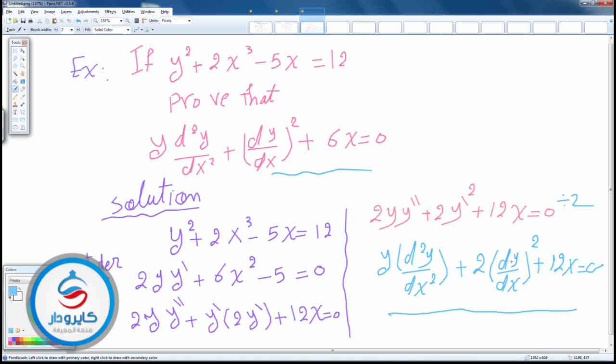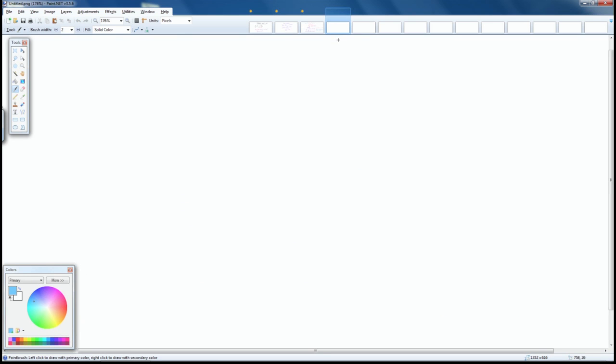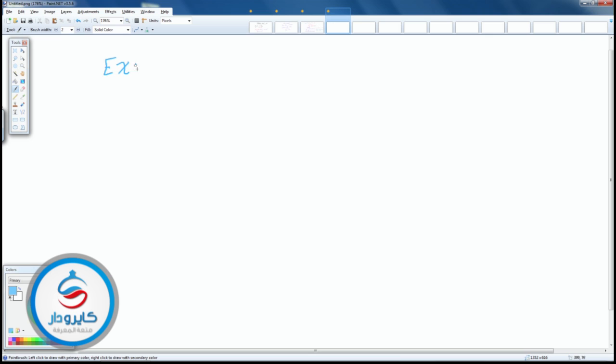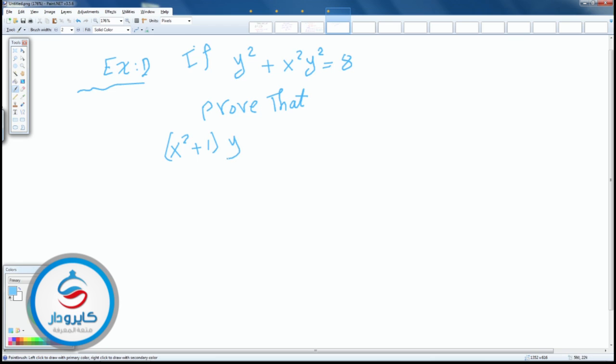Now we proved example number 1. Let's move to solve example number 2. If y power 2 plus x power 2 y power 2 equals 8, prove that (x squared plus 1) y double dash plus 3x y dash plus y equals 0.